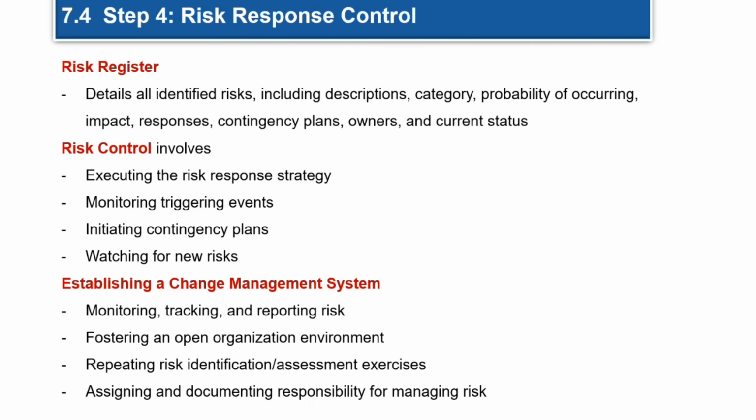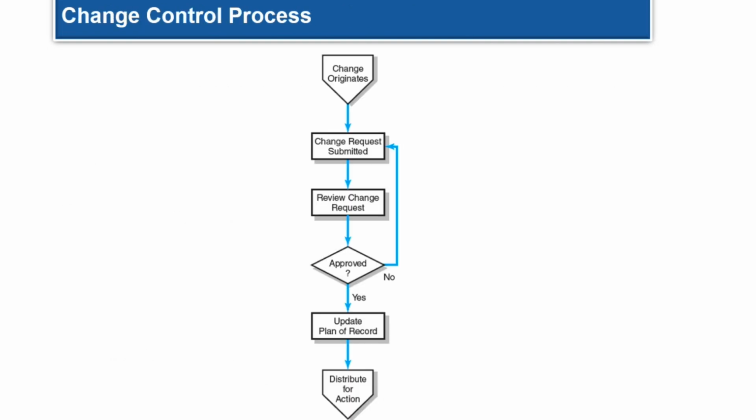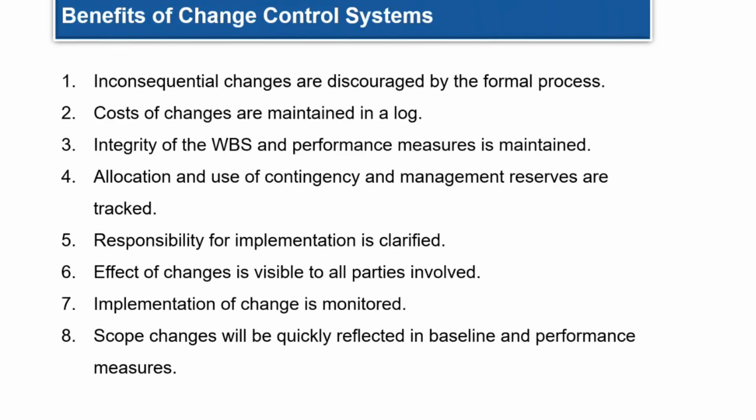So quick response in relation to the risk register and risk control includes executing the response strategy, monitoring, and also constantly assessing and realigning the risk management system. When change needs to be put in place, there are a few steps. This relates to the risks happening, control strategies being in place, but some changes needing to be made. To summarize, the benefits of change control are these 8 criteria. Inconsequential changes are discouraged by the formal process, but the cost of change is maintained in a log. So these are some change management actions.